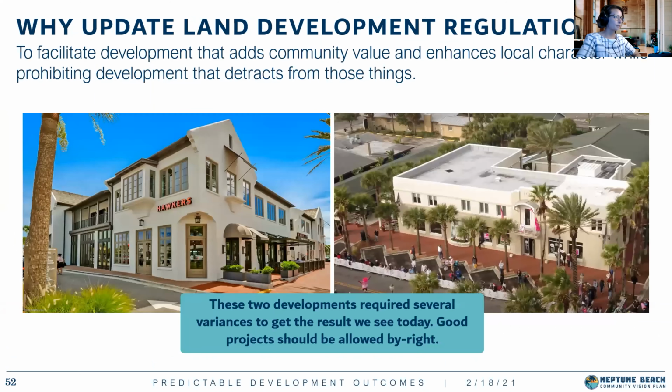And so I mentioned these two examples at the very beginning of the meeting, and I'll bring them up again. From all we've heard in the vision plan process, these are two developments that came up often in conversations as successful development projects, redevelopment projects in Neptune Beach. And we were struck by the fact that both of these actually required variances to be built as they are today. Actually, the Hawkers building had a total of 8 variances and a special exception to get the dining that you see in this photograph, the outdoor dining.